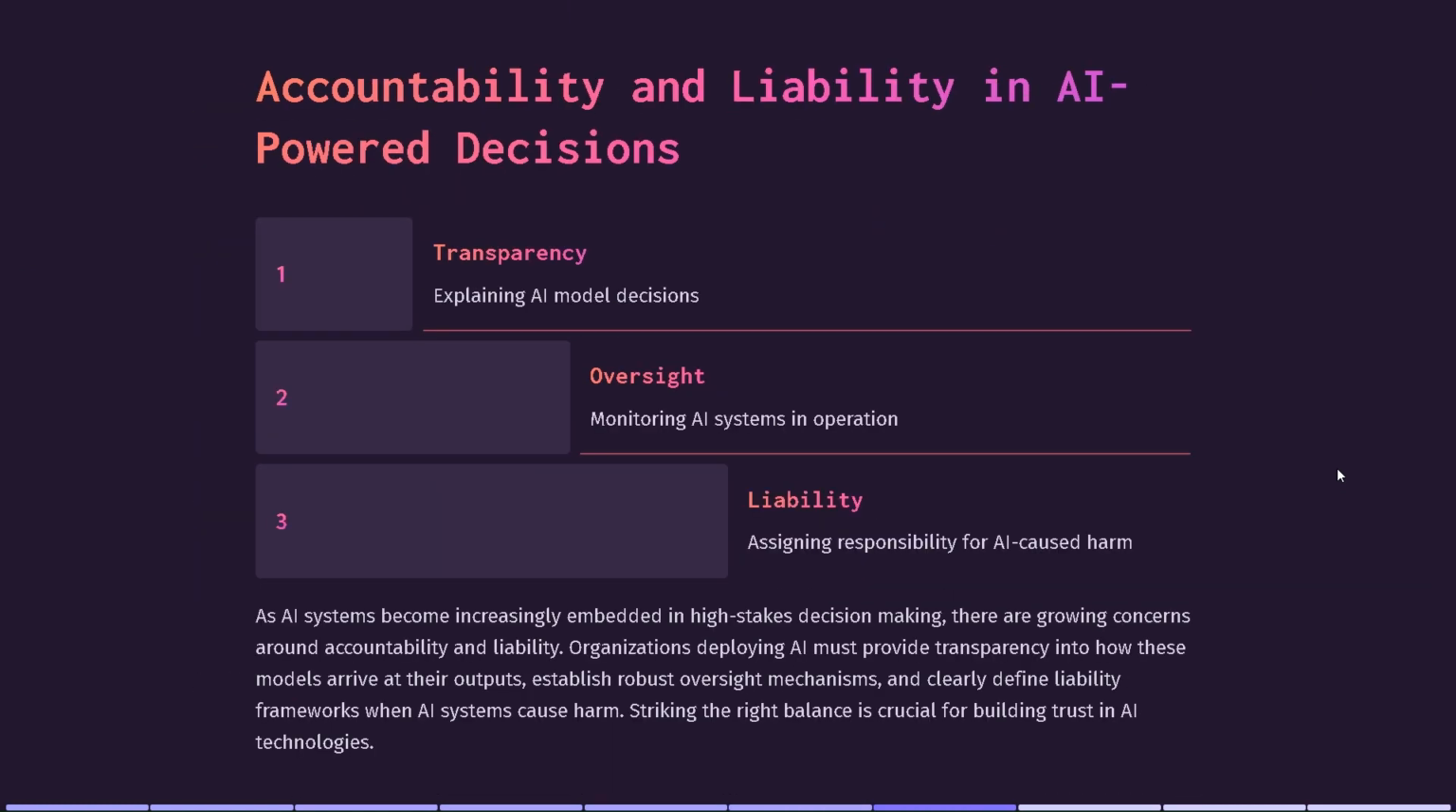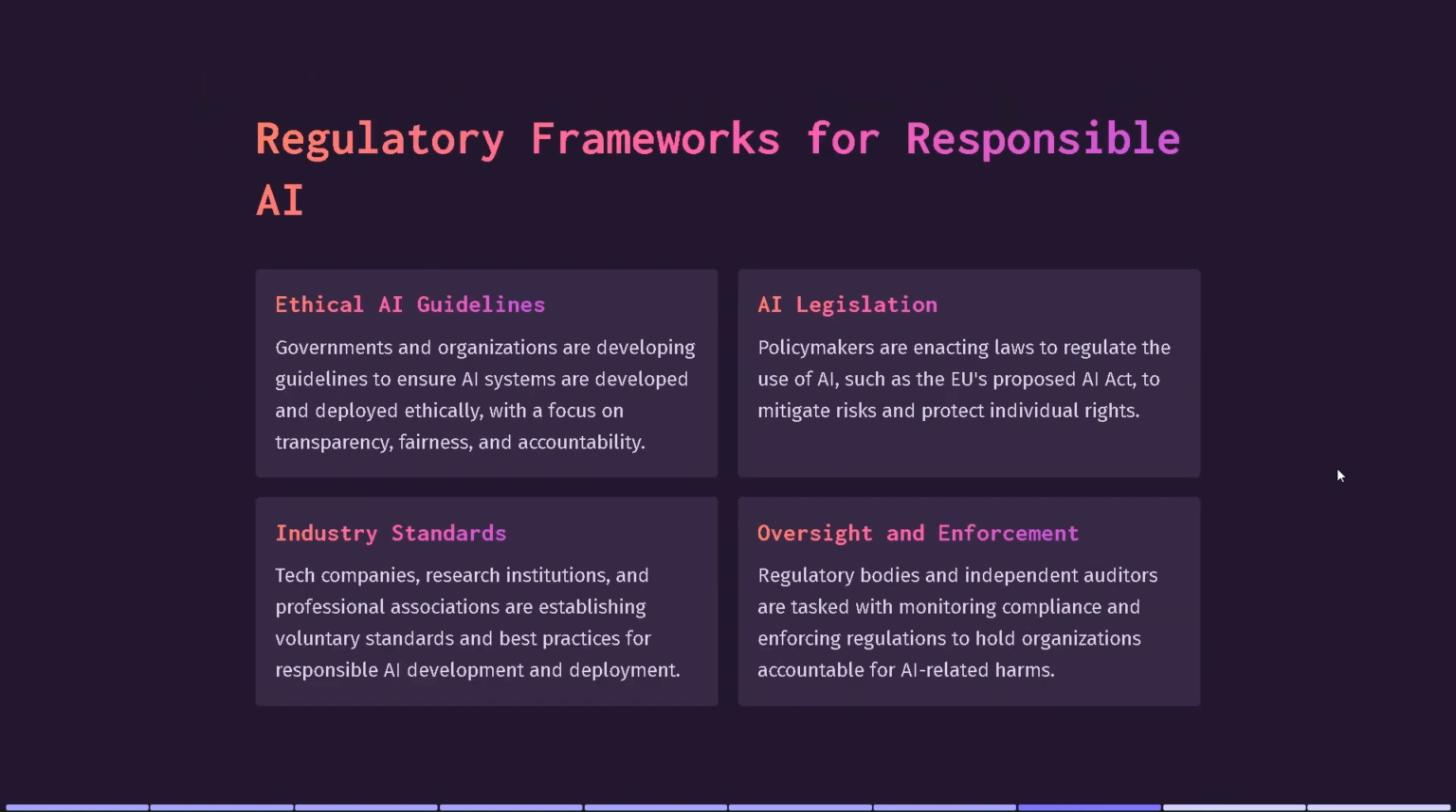The very first element of accountability and liability in AI-powered decisions is transparency, which is explaining the AI model's decisions. Then there is oversight, for monitoring AI systems in operation, and last is liability, assigning responsibility for AI-caused harm. It should be liable for whatever decision it is taking. When we say regulatory framework for responsible AI, there are ethical AI guidelines, AI legislation, industry standards, and oversight and enforcement. These are a few regulatory frameworks of responsible AI which we should keep in mind.